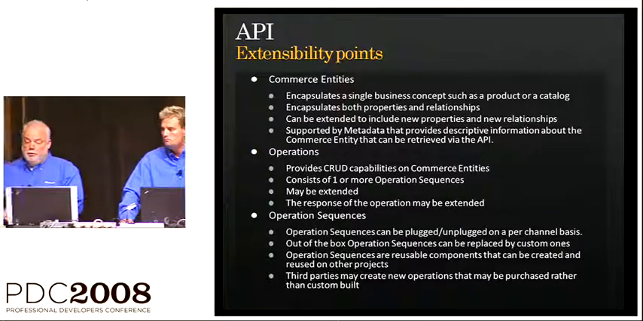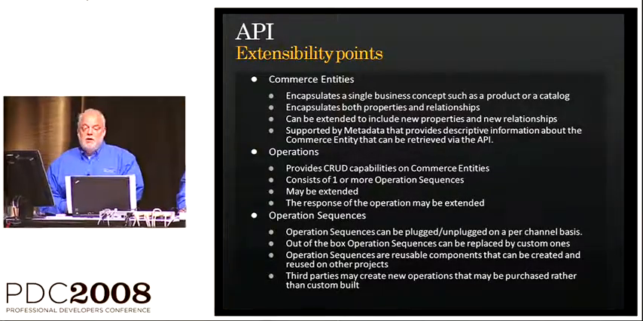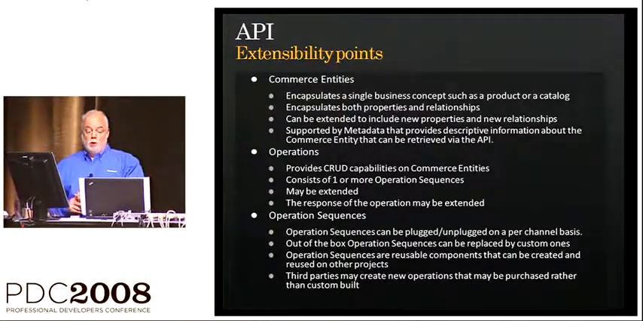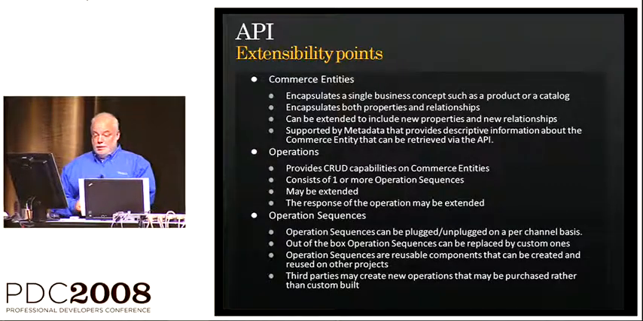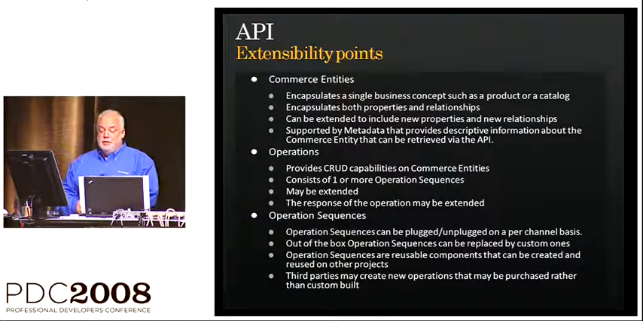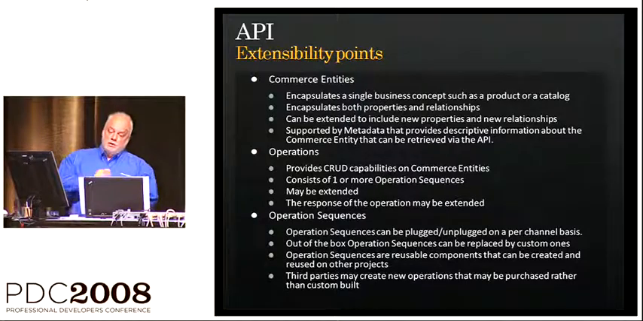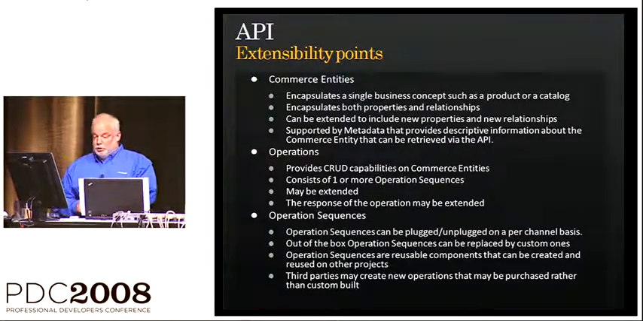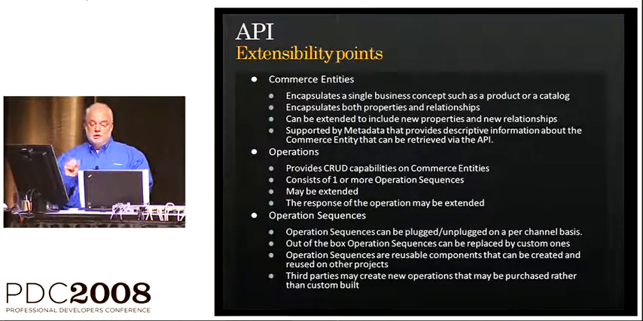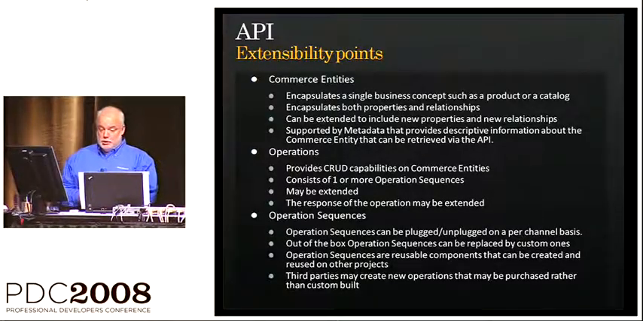So as I mentioned before, it's an operation-based API. The basic function of an operation is to perform work on one or more commerce entities. We needed the ability to take these basic operations and extend them, and to extend this response back to the presentation layer. We also wanted these operations to be extendable in a very encapsulated way, so you can take these extensions and actually reuse them in other projects.